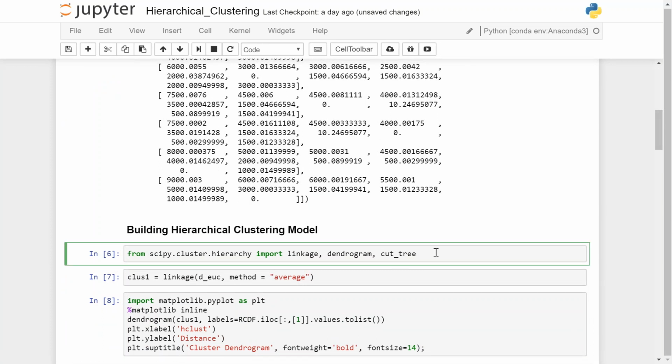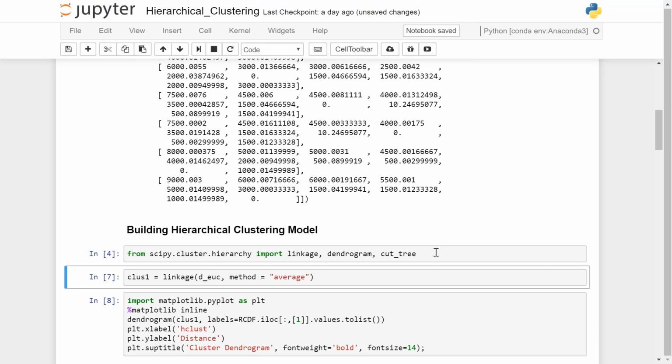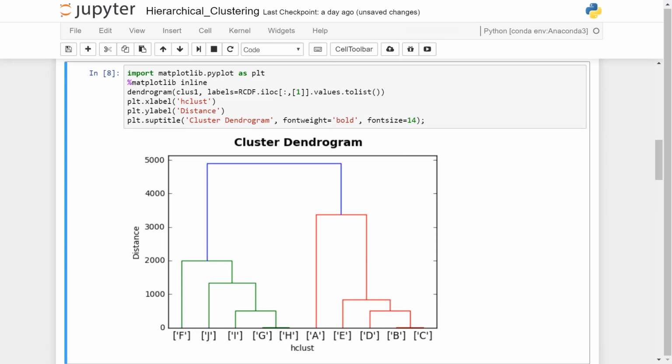For that, we require the linkage, dendrogram, and cut tree functions. We call the linkage function. Method is equal to average. So we are using average linkage. And this piece of code is going to plot the dendrogram, giving appropriate X label, Y label, and so forth.